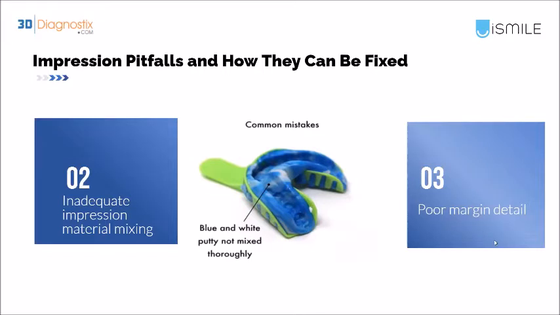And then we have the poor margin detail. What does poor margin detail mean? It means that we didn't capture the full anatomy or the gingival margins and mucosa around the teeth or in specific areas. For example, in this picture, the last molar, we didn't capture the most distal part of it or the gingival part. As you can see, we cannot see it in this impression. So this is a poor margin detail.